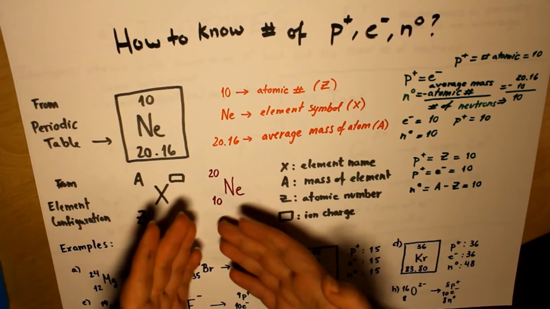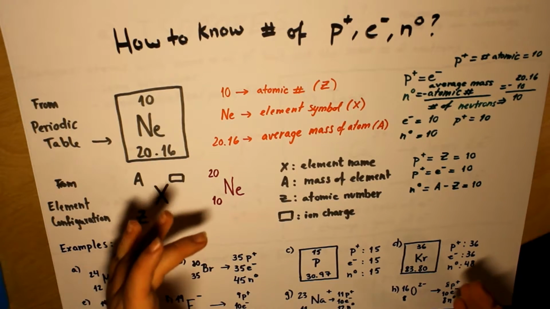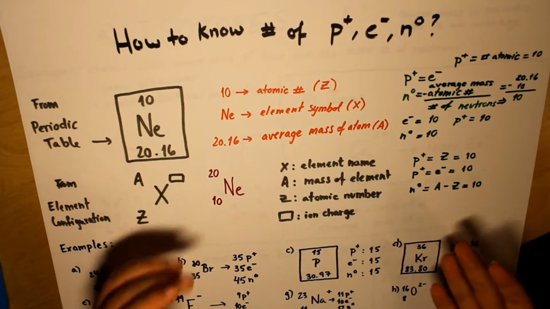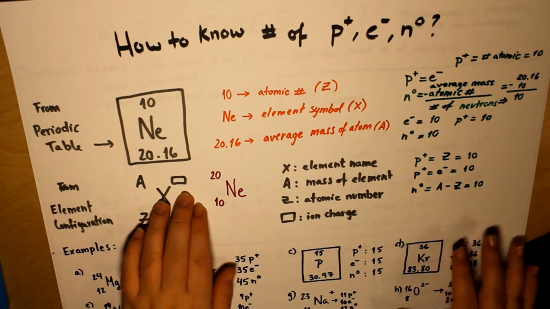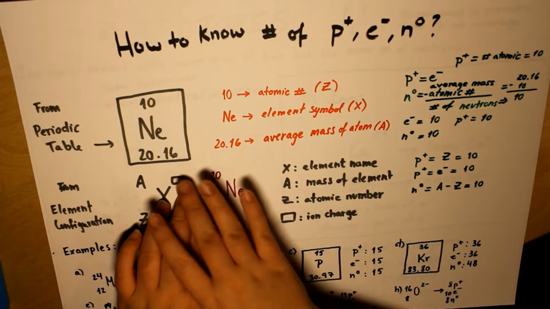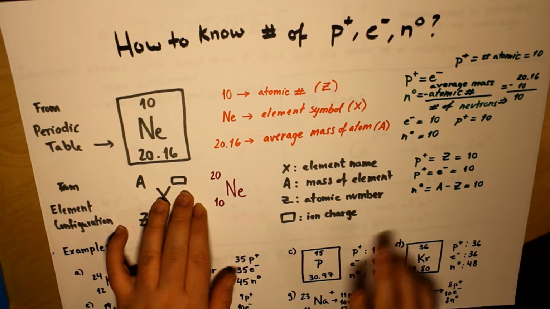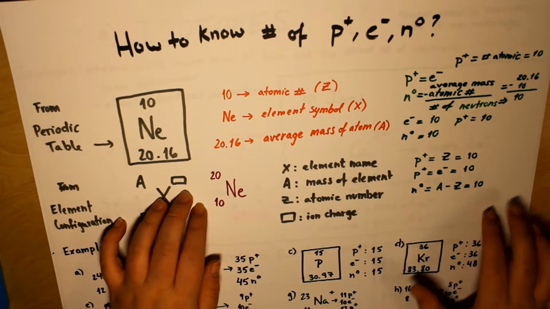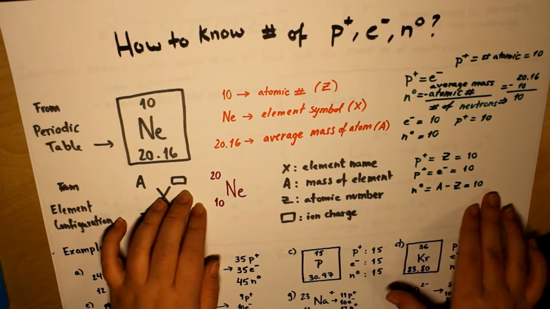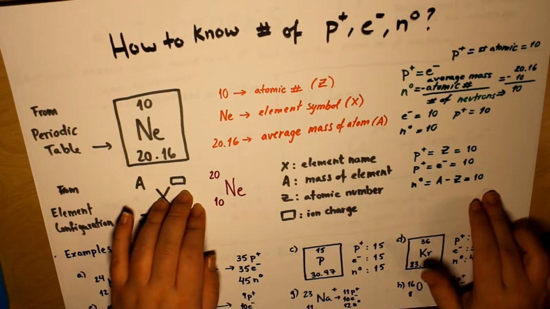That is why sometimes the 10 doesn't appear, but keep in mind that it's always there. And right here, if you have the electron configuration of an ion, you would put the ion charge, as I write here. So basically it's the same calculation, and you get 10 protons, 10 electrons, and 10 neutrons.